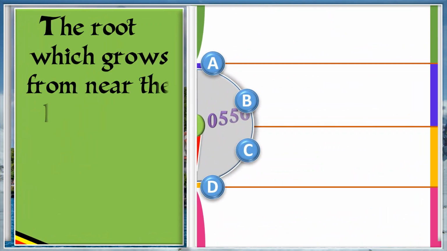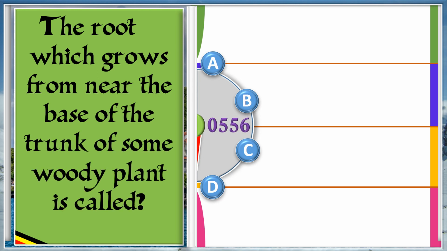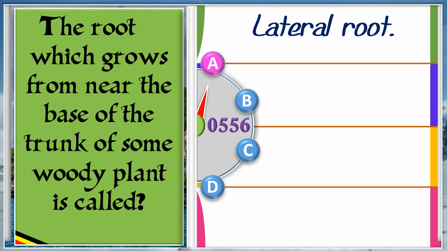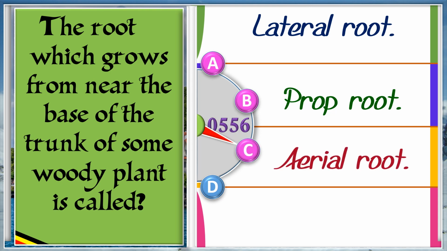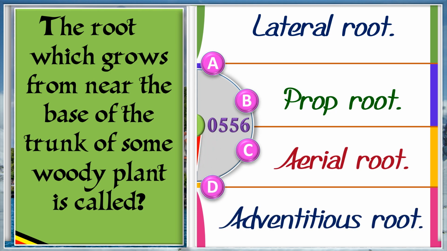Root which grows from near the base of the trunk of some woody plants is called A. Lateral root. B. Prop root. C. Aerial root. D. Adventitious root. And the answer is A. Lateral root.